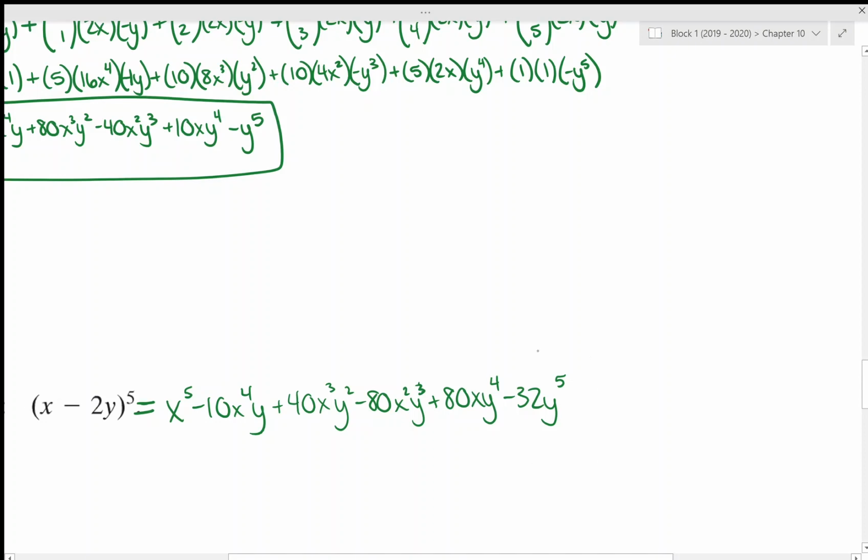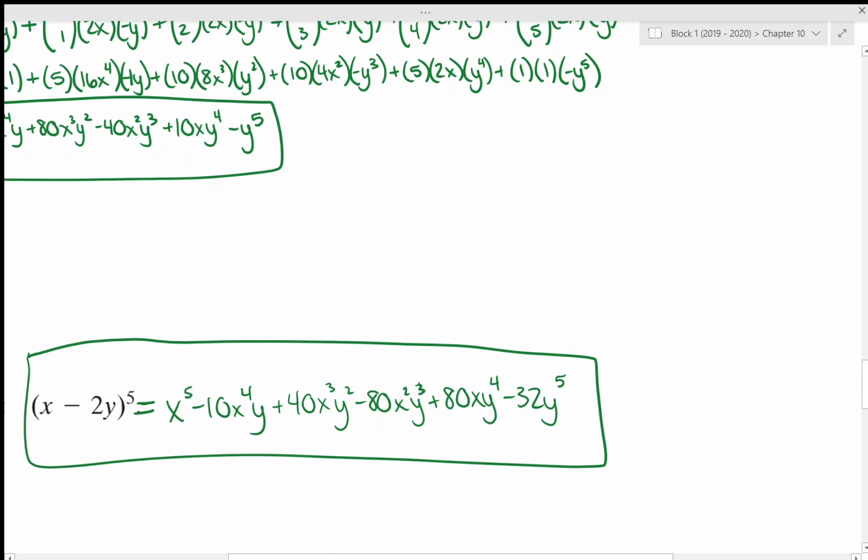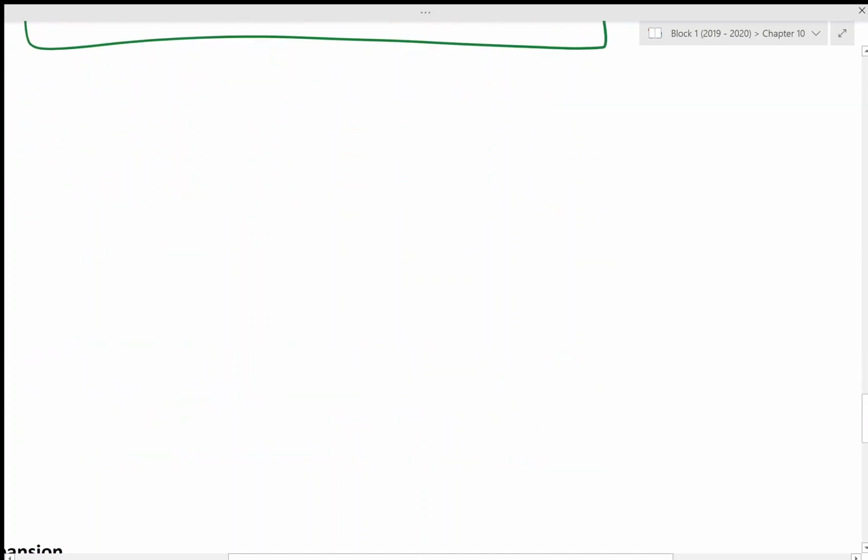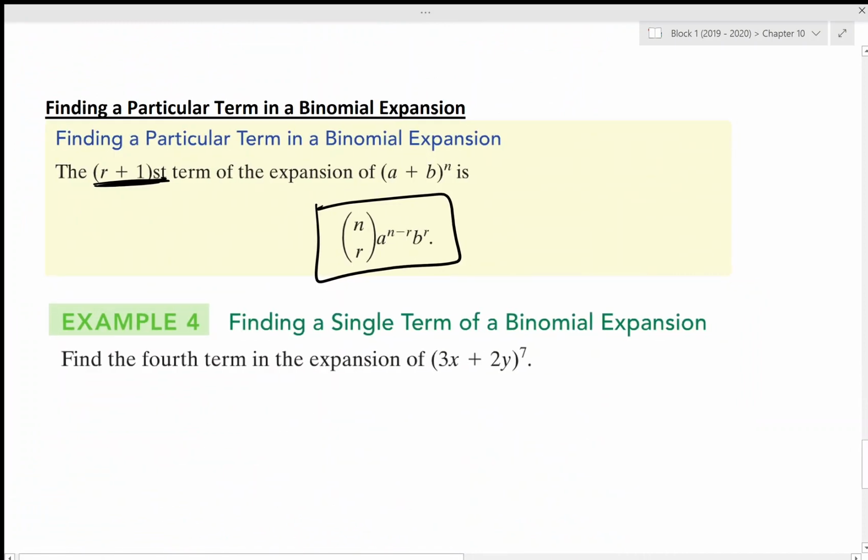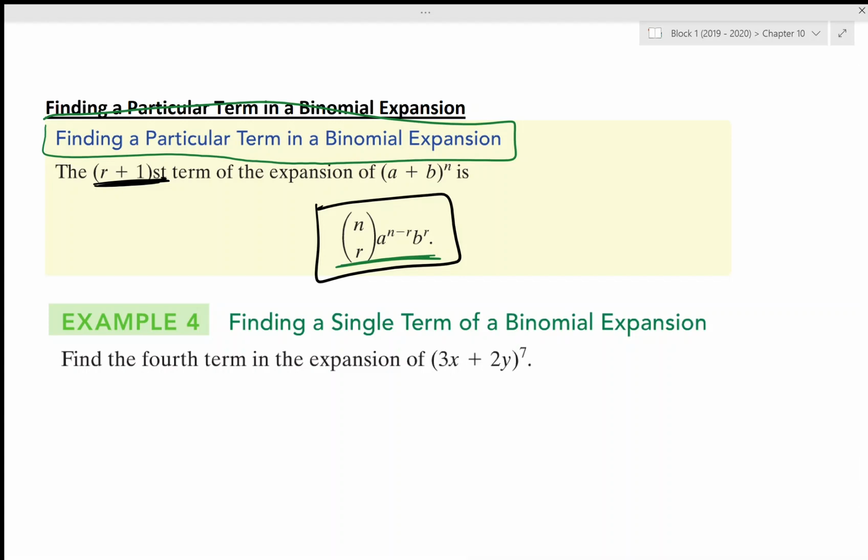Perfect. Again, if you check the OneNote, all of the work for this problem will be there. Now, I can't promise your n will be, like, I could give you an n of 8 or 9, but I may just ask you to find a particular term in the binomial expansion. So, basically, you're just going to do what we did for the binomial expansion, the n above r, a to the n minus r power, b to the r power. But we're only going to do it for one specific term, okay?